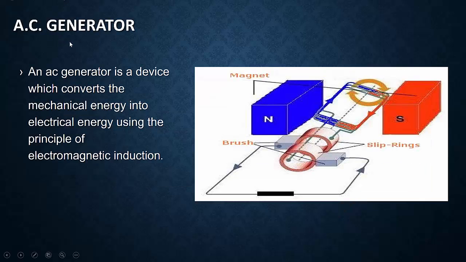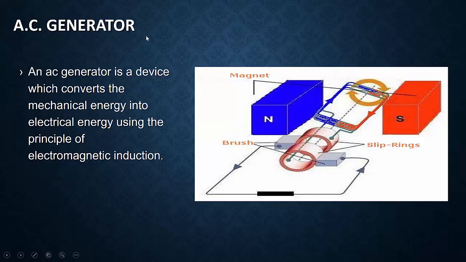Now, let's see what an AC generator is. An AC generator is a device which converts mechanical energy to electrical energy using the principle of electromagnetic induction. Electromagnetic induction is what we have studied earlier. Let's see, this is an elementary diagram of an AC generator, a simplified diagram of an AC generator.